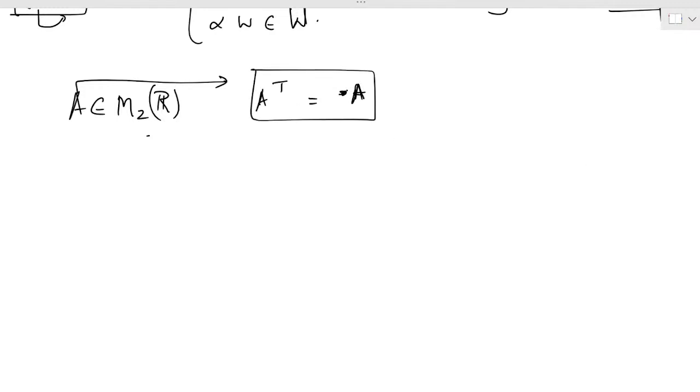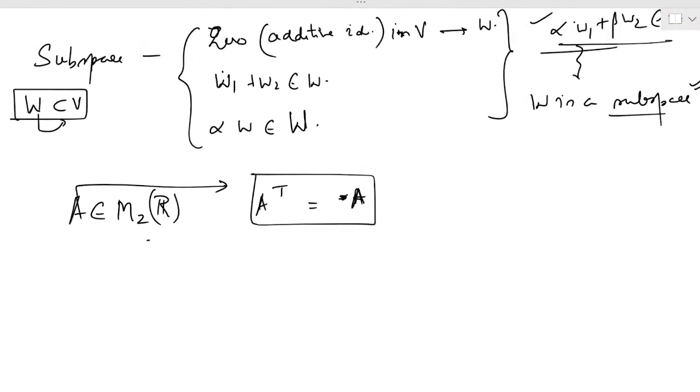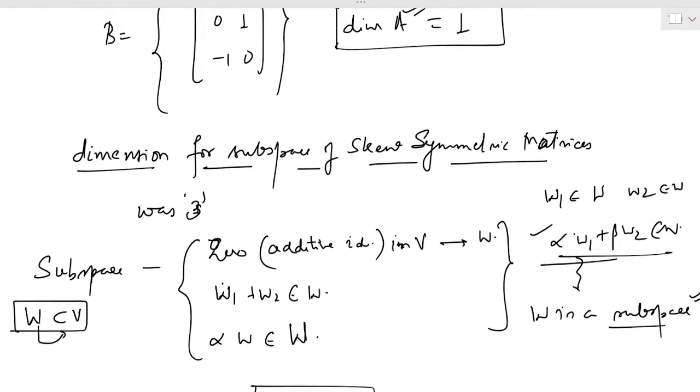Okay. Now see, if I want to say that this matrix A is a subset of 2 cross 2 matrices with real entries, and let's say these are symmetric, that implies A transpose is equal to A. We want to find the dimension, although I have proven it earlier for 3 cross 3. I just want to remind you, so I'm doing it for 2 cross 2 also.